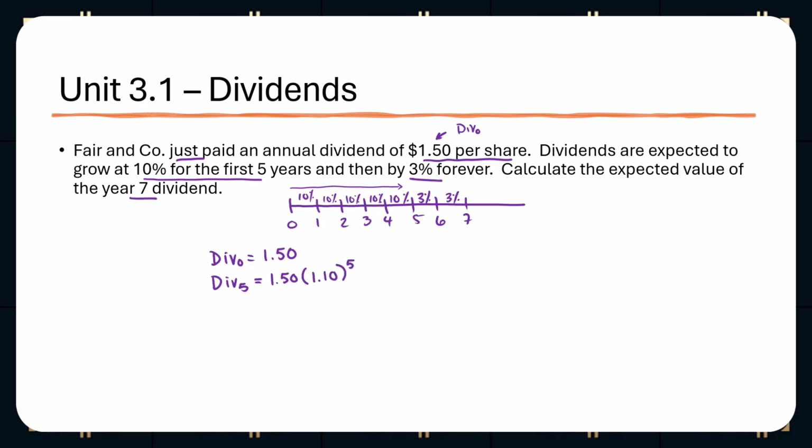I'll raise that to the 5. That is representative of my time 5 dividend. Then I will shift that forward exactly 2 periods at 3%, or 2 years in this case. So the dividend at the end of year 7 will equal that dividend at 5, and we'll multiply that by 1.03 squared, whatever that answer happens to be, and then that will be our final answer. That'll be the answer to this question.